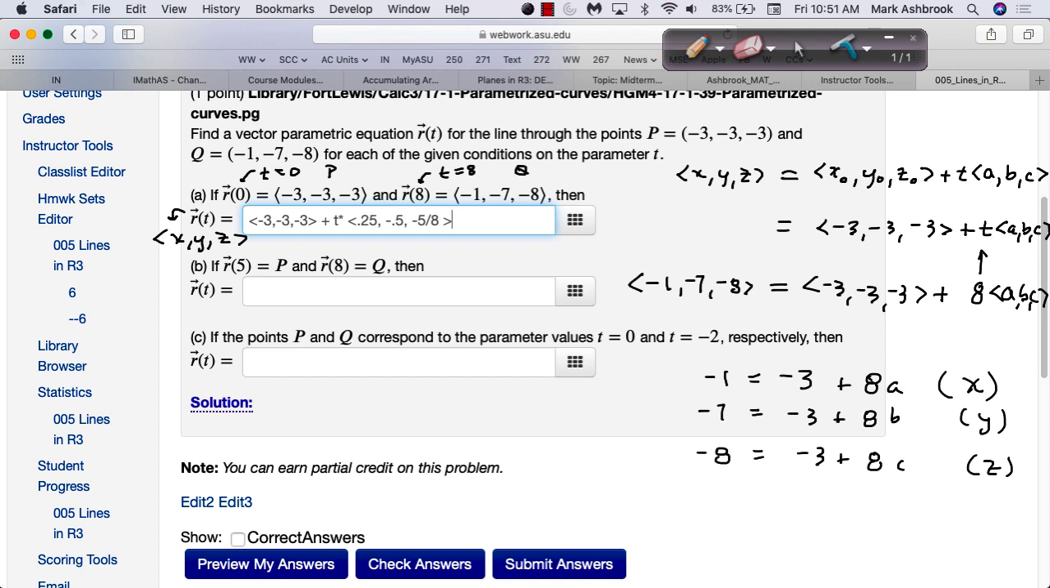So let's check it. If I put 0 in for t, I should get point P. Do I? Yep. R of 0, they're saying that when t is 0, you should get point P. When t is 8, you should get the point (-1, -7, -8). So plugging 8 in here, a quarter of 8 is 2, plus -3 is -1. That's good. 8 times negative a half is -4, plus -3 is -7. That's good. 8 times -5/8 is -5, minus 3 is -8. I think we got it.